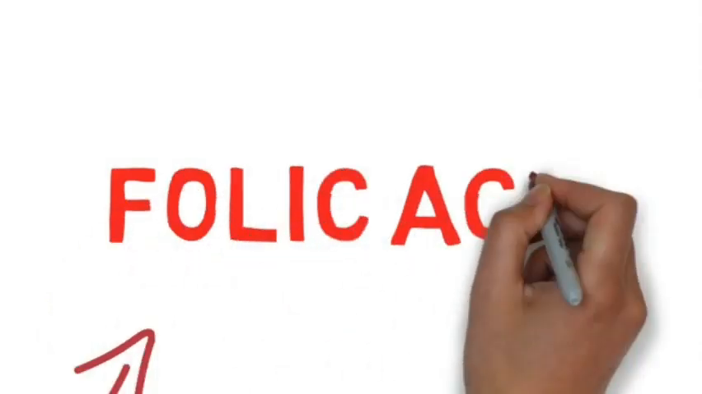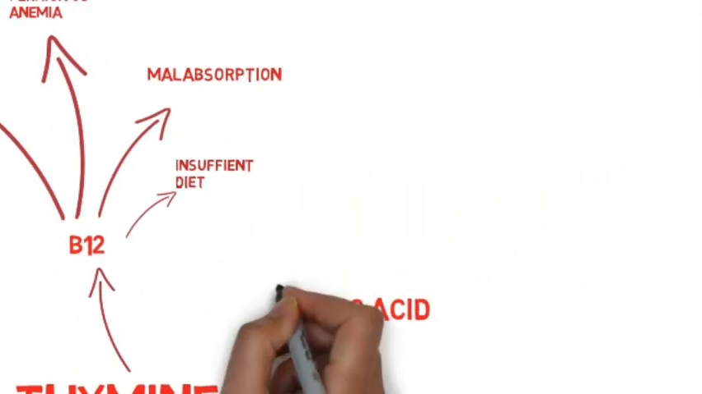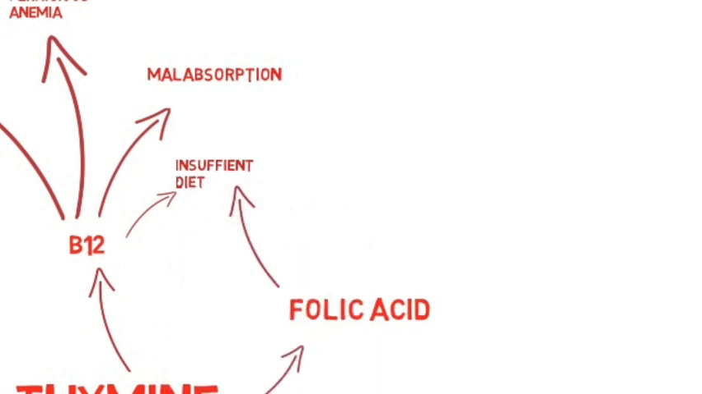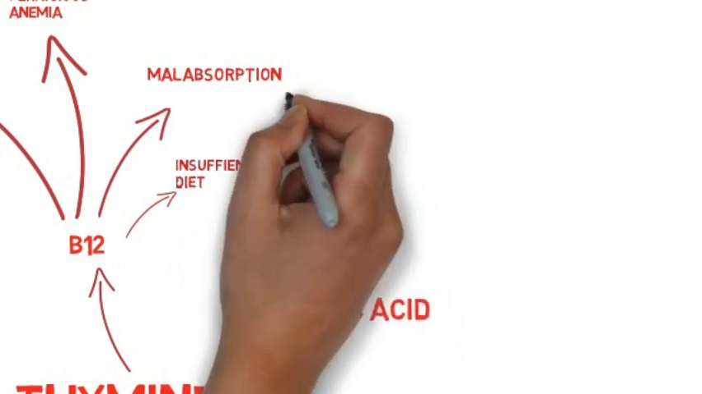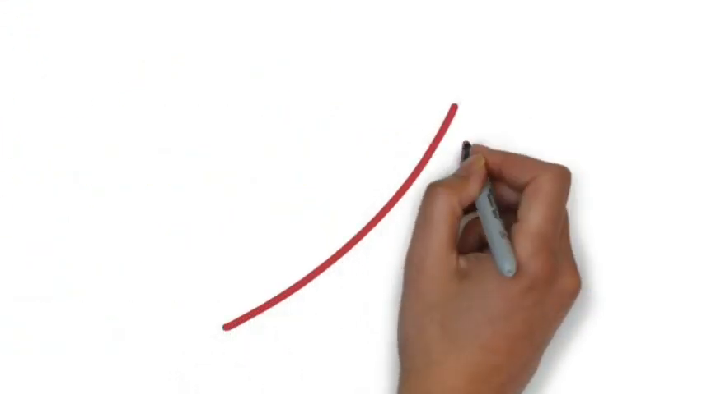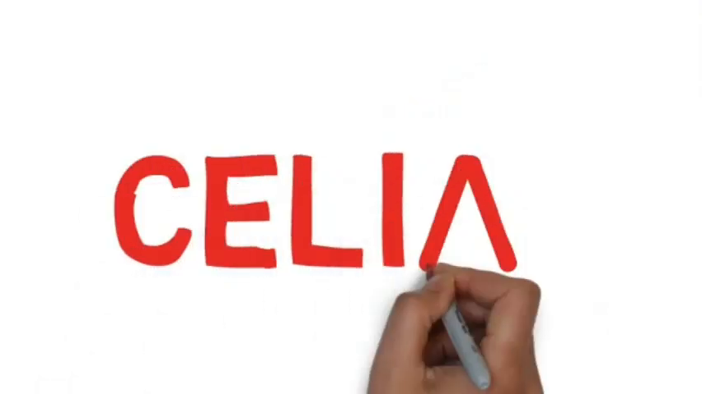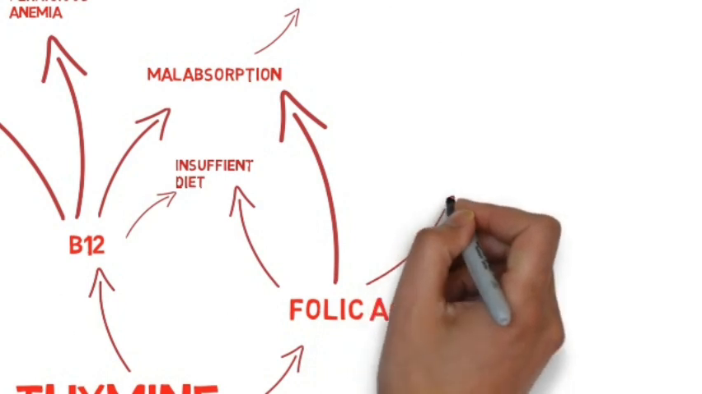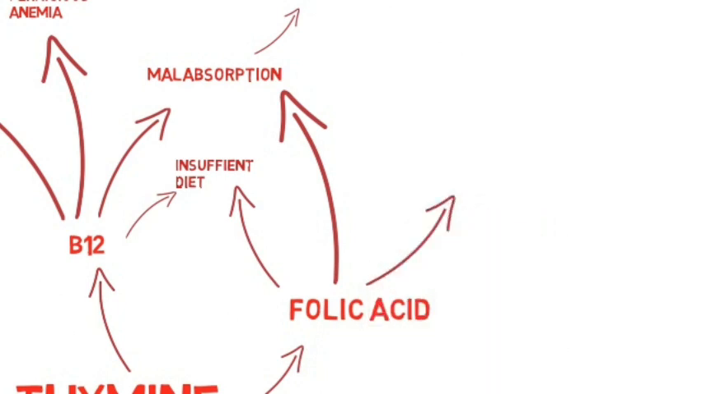Causes of folic acid deficiency. As with B12 deficiency, folic acid deficiency is going to be caused by insufficient diet, especially in strict vegans. The second cause is malabsorption. One of the most important malabsorption diseases is celiac disease. Now, the third cause is drugs.